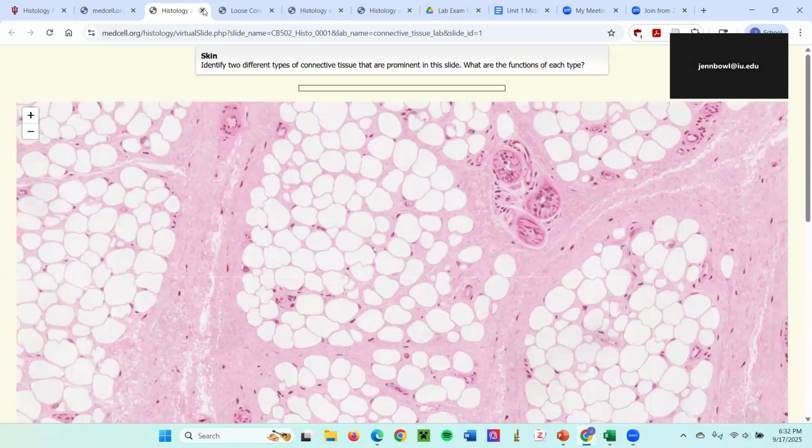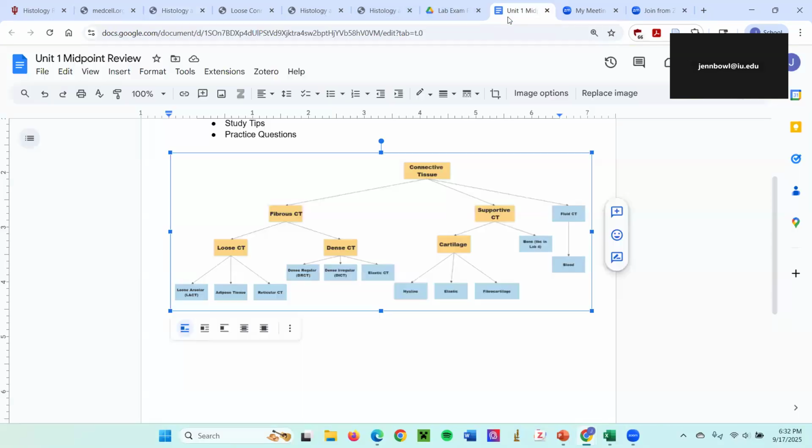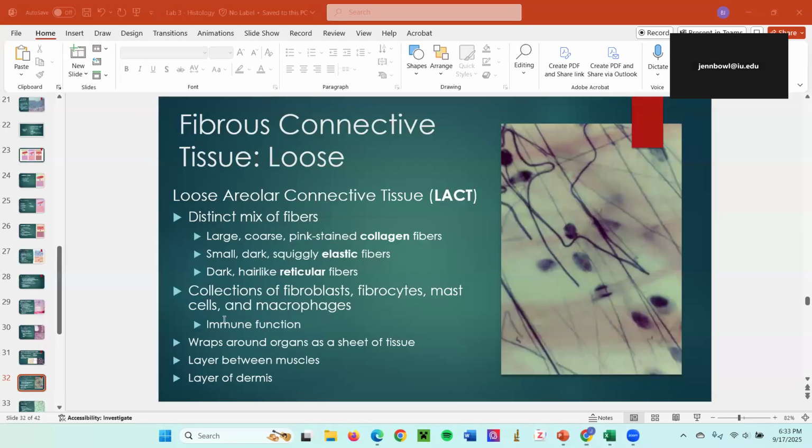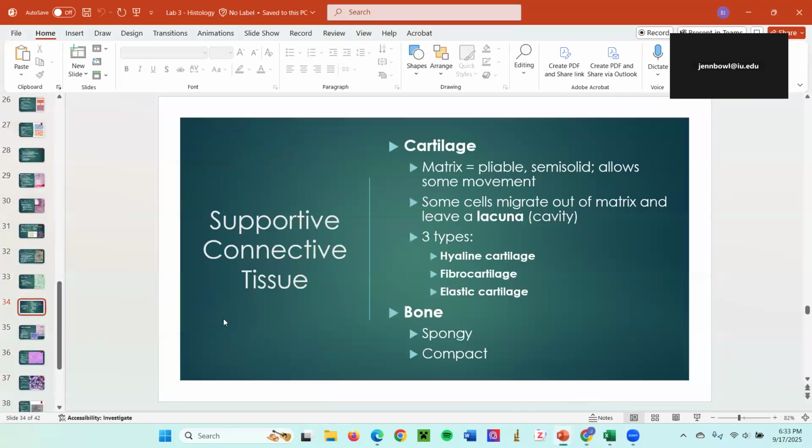Okay. And then the last type, let me pop back to my list here. This particular one is tricky because we don't have a great slide showing that. So you don't really have to worry about it for the lab exam.